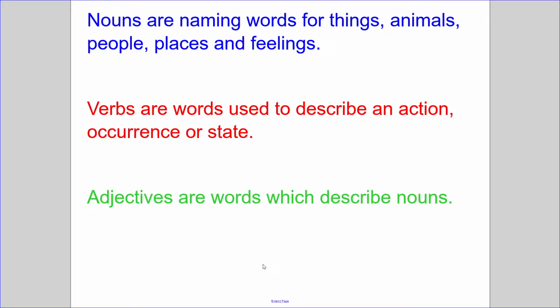So, nouns are naming words for things, animals, people, places, and feelings. Verbs are words used to describe an action, occurrence, or a state. We often describe them as doing words, action words. And adjectives are words which describe nouns.